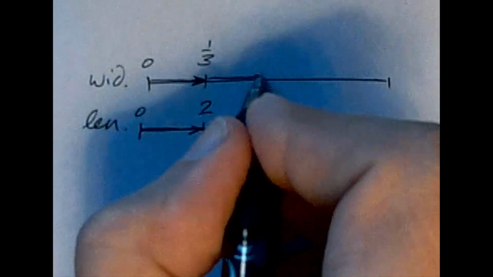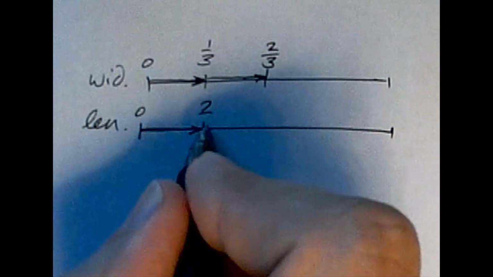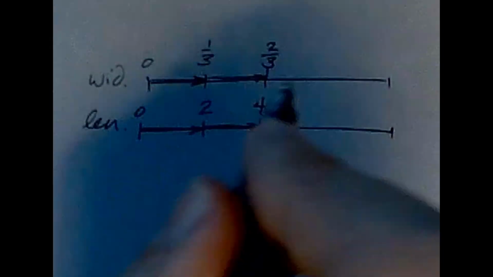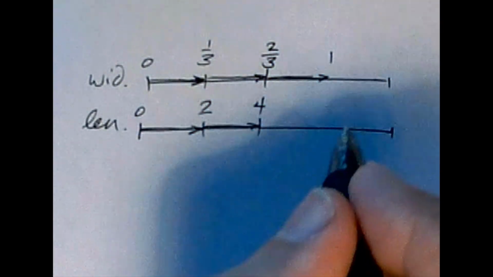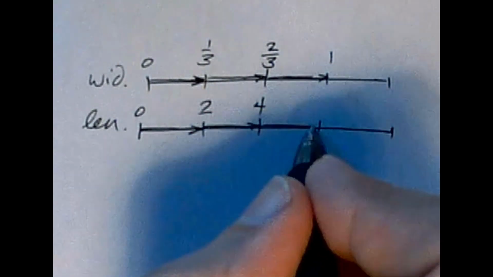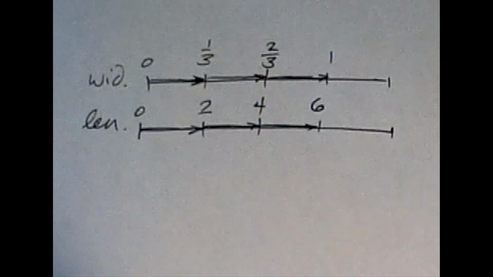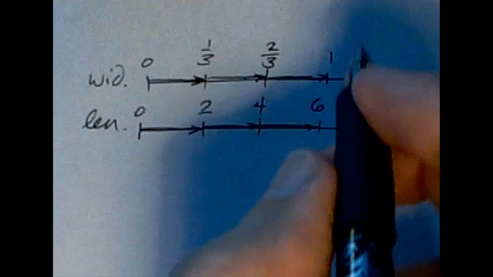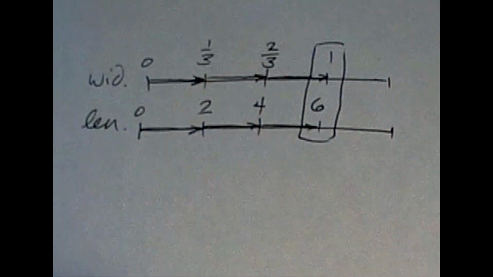So we go from 1/3 to 2/3, and then from 2 to 4. And then from 2/3 to 3/3, or 1, and then from 4 to 6. So that's one way to do it, and that gives you your answer of 6 to 1.